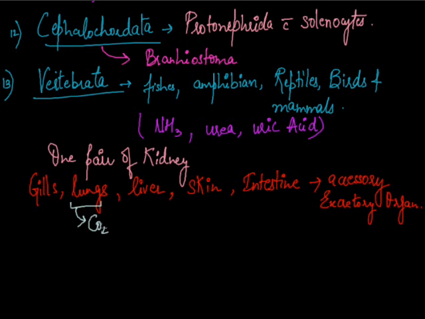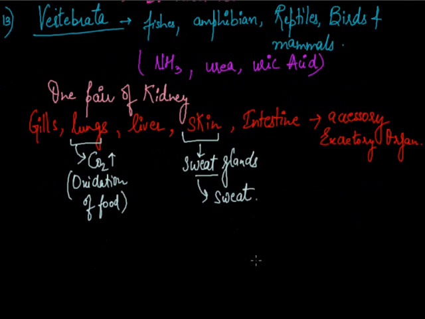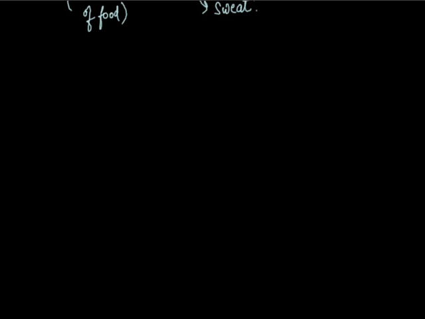Suppose the lungs liberate CO2 when oxidation of food or glucose occurs, while through the skin we have sweat glands which remove sweat through the skin pores. This sweat contains 99% water and 1% dissolved minerals, iron, salt, and traces of urea and uric acid. This is all about the excretory organs in different organisms.